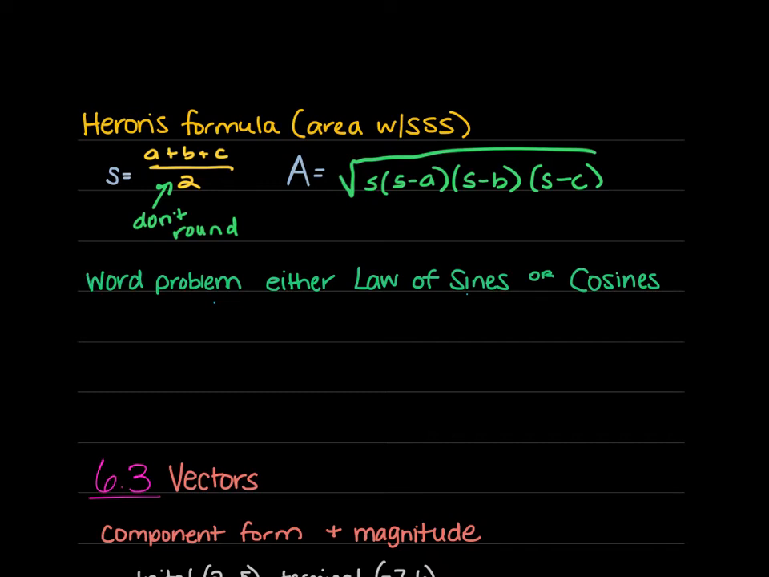And then you will get a word problem of either law of sines or law of cosines. So for timing purposes, if you get a triangle that's law of sines, you're probably going to get a word problem that's law of cosines. If you get the triangle that's law of cosines, you're probably getting a word problem that's law of sines. Okay, so I didn't do both. You just wouldn't be able to finish.